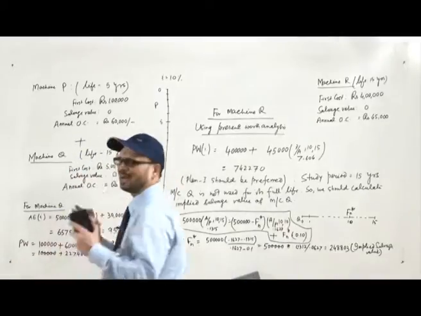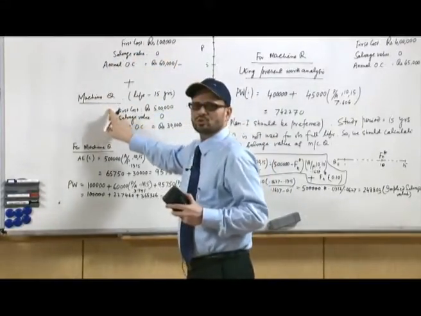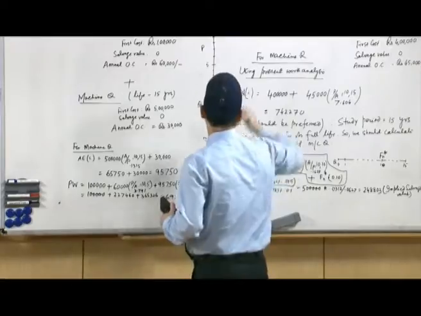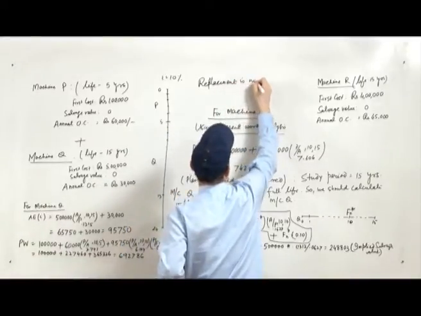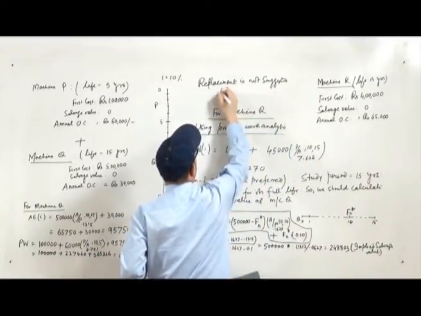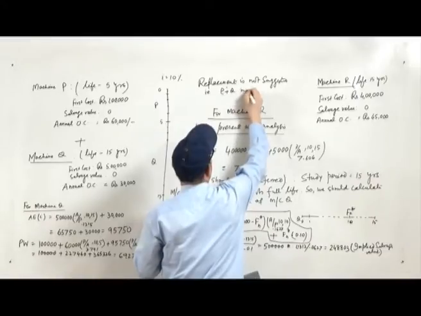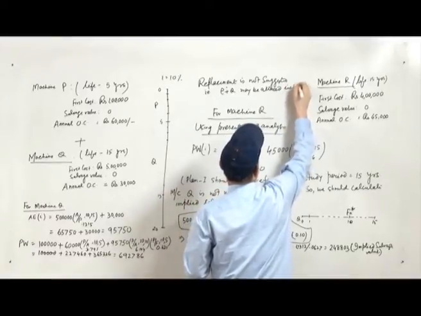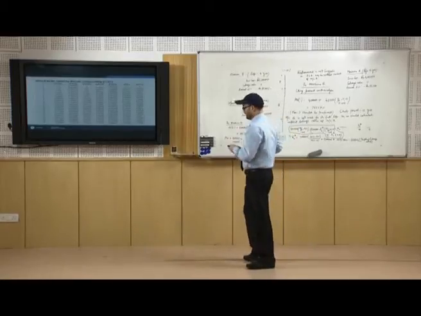Under plan 1, where we have taken the 15 years of study period, machine P plus Q should be kept and machine R should not be considered. So, replacement is not suggested. That is, P plus Q may be allowed instead of machine R. So, this is how we do the analysis.